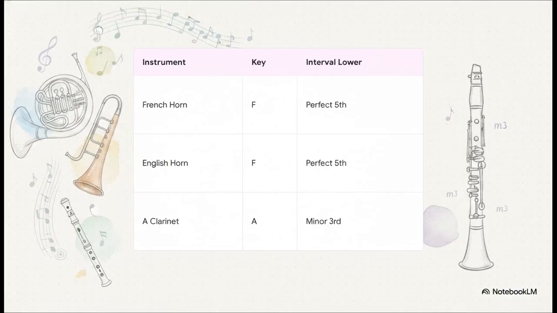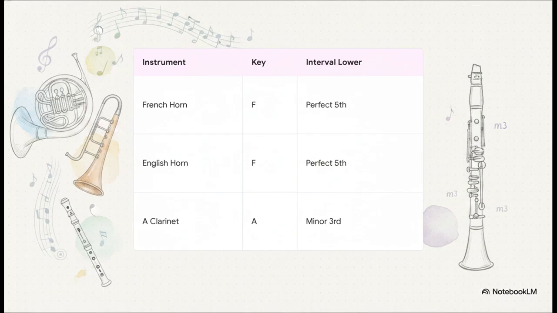Take a look at how incredibly uniform the F family is here. Whether it's the French horn or the English horn, which, side note, is often called the cor anglais in your OL syllabus, a written C normally sounds as an F, a perfect fifth below. And this applies right down to the basset horn and the treble recorder. It's a really predictable, stable block of instruments.